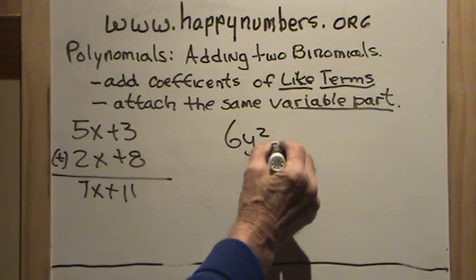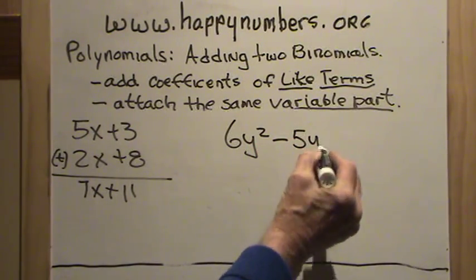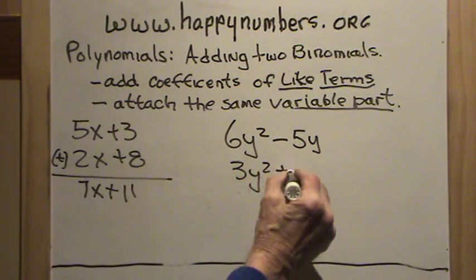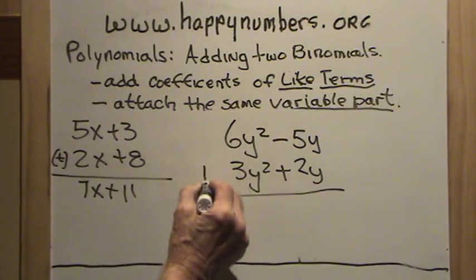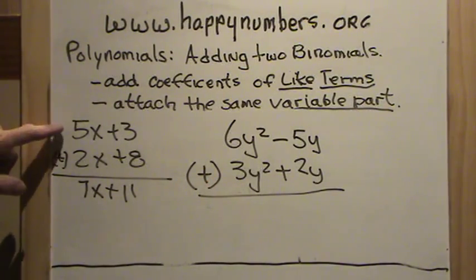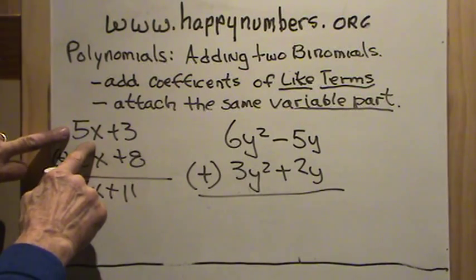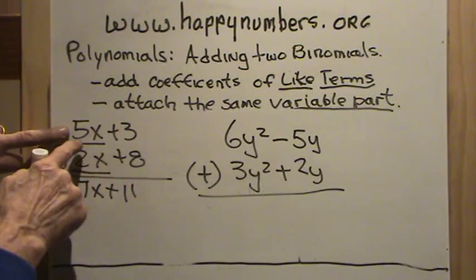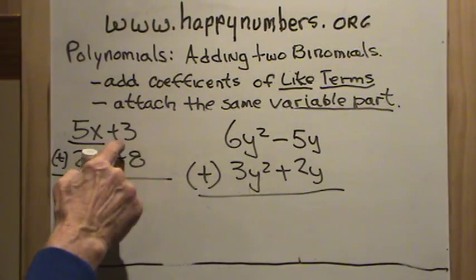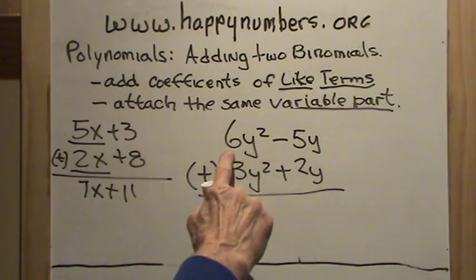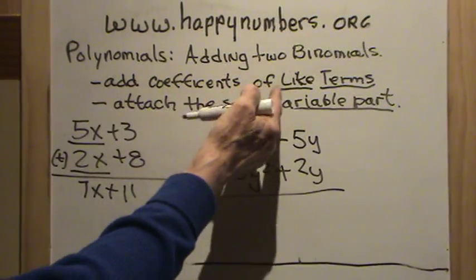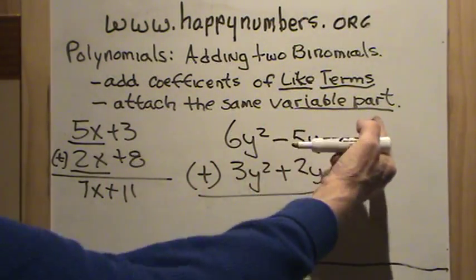6y squared minus 5y and 3y squared plus 2y, and we're going to combine them. Well, we've been working with binomials that have had a variable in only one of the algebraic terms. There's the variable in this term and the variable in this term, but no variables in these terms. Well, here we have variables in both terms, but the process is exactly the same. We add the coefficients of all like terms and we attach the same variable part.